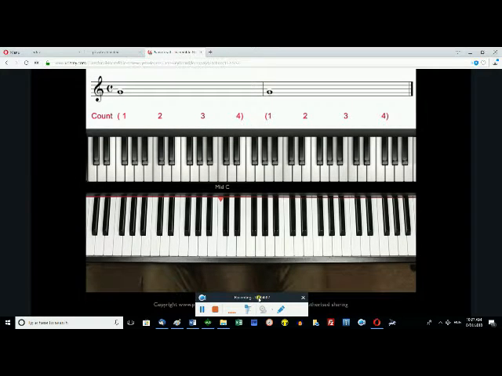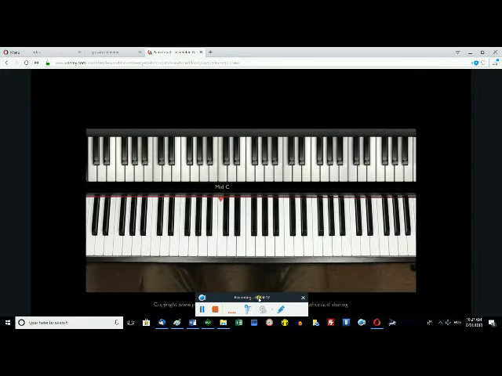Notes can be held for 4 beats. So 1, 2, 3, 4. 1, 2, 3, 4. And the symbol for that is just like a 0. It's called a semibreve or whole note. Again, don't worry about these technical terms, just memorize the symbol.